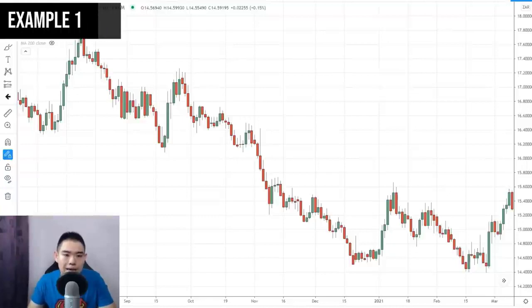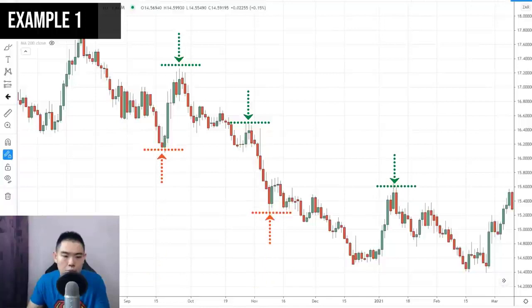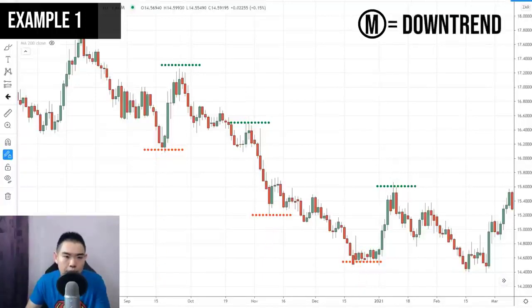First and foremost, let's ask ourselves, what is the market structure? When we are trading the markets, this is the first question that we want to ask ourselves. This would tell us what to do, whether to be a buyer, seller, or to stay out of the markets. If you look at this market structure, we see a series of lower highs, and lower lows. So we can see that the market structure is in a downtrend.